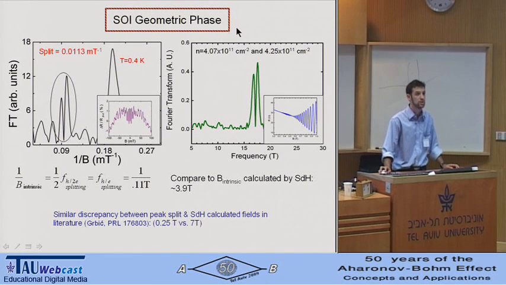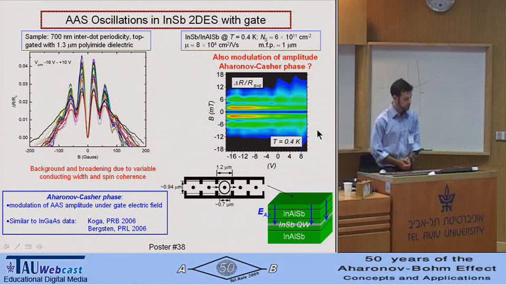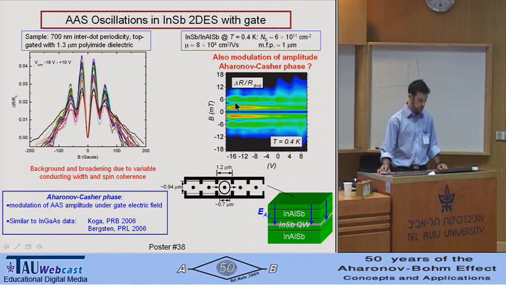We believe this is due to the non-adiabatic nature of our transport. If we make a simulation with a dynamical phase, we see a relatively good qualitative fit with our data as opposed to a simulation with no dynamical phase. We also observe Aharonov-Casher phase in a modulation of the AAS amplitudes in our indium antimonide samples.